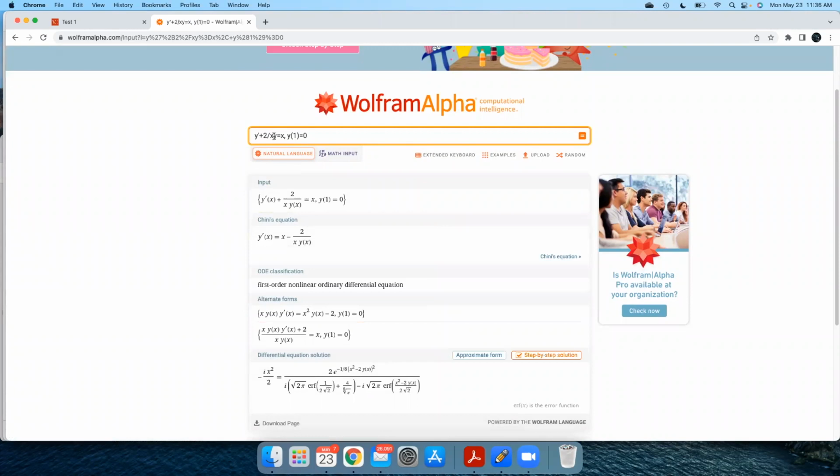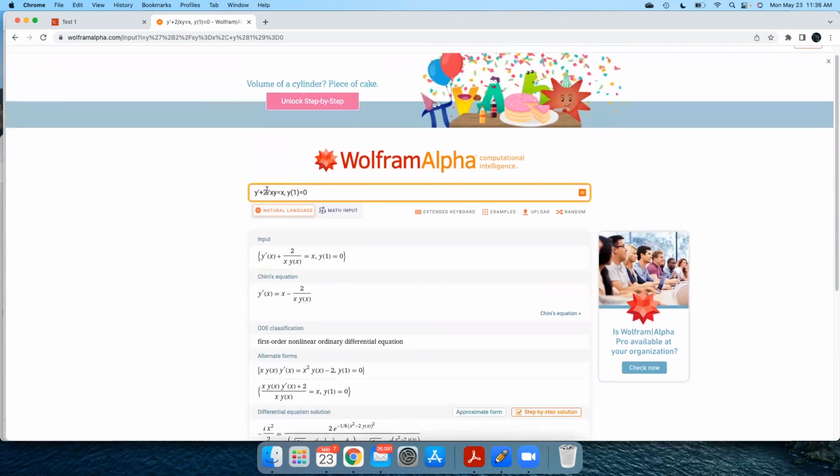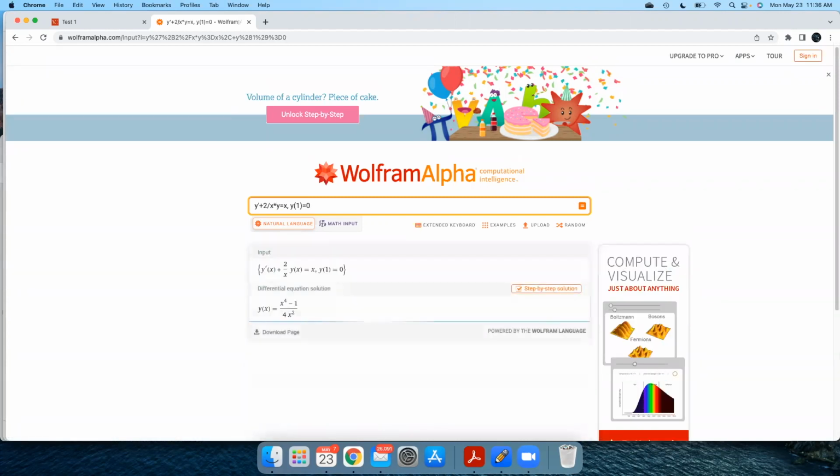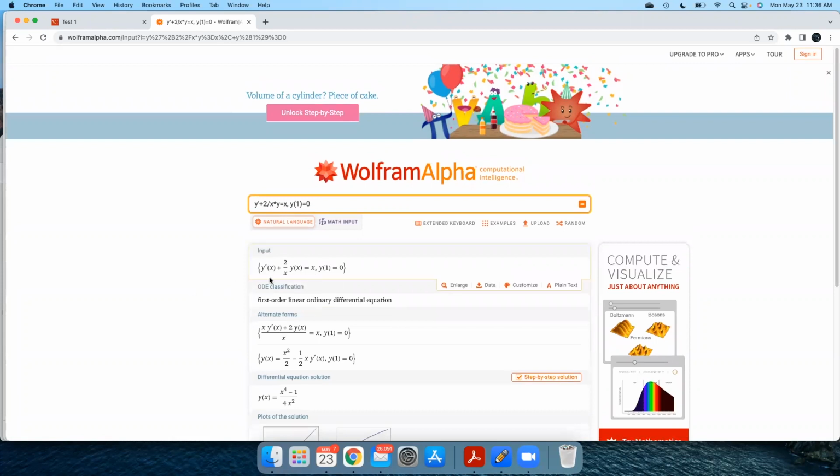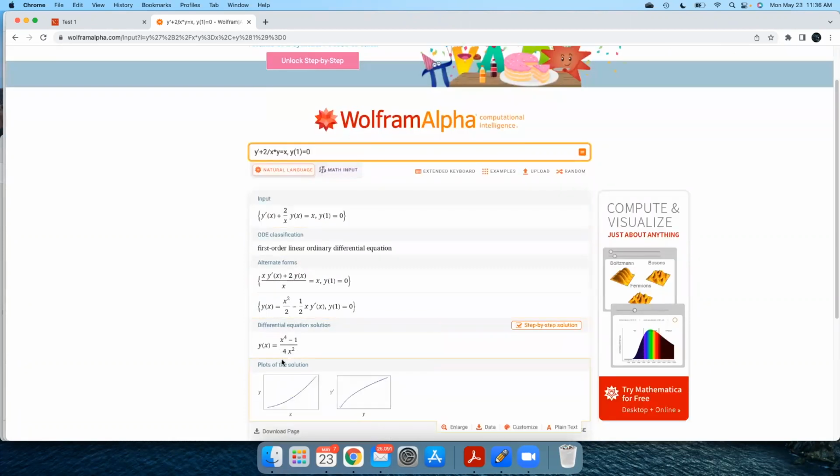Oh, it got confused there. Normally it's pretty good with order of operations. Look, it thought I meant I wanted that y in the bottom. See, that's why it's good to check and make sure it interpreted what you typed correctly. Now it's correct.